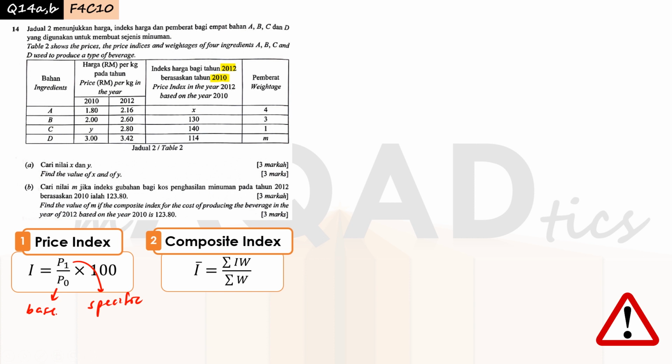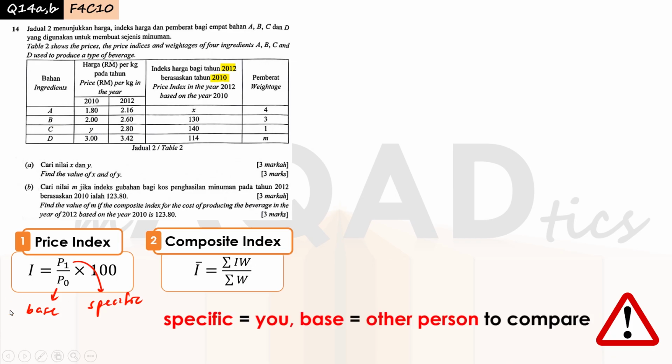P0 is the base. A very simple example: let's say specific is you yourself, and you want to know whether you are taller or shorter. To decide whether you are taller or shorter, you need to have someone to compare with you. So that someone is your base. You need to have a base to compare, so you'll be able to know yourself whether you are taller or shorter. Same goes here.